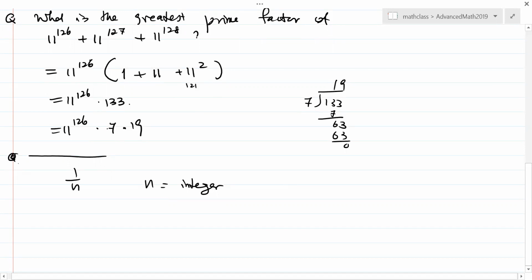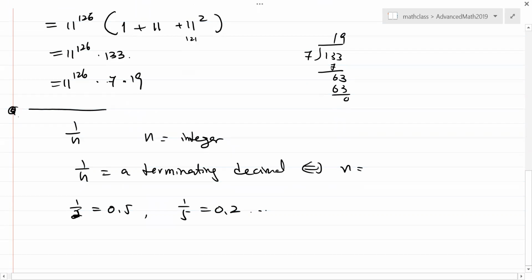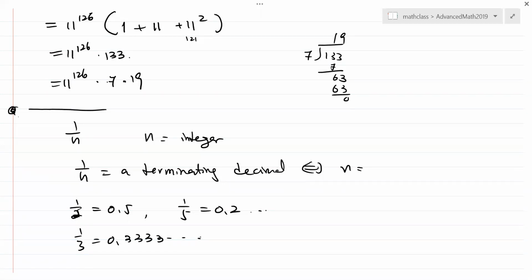Do you remember that? We want to find out that this is a terminating decimal if and only if n is in a certain form. The question is what n could be. Like 1/2 is 0.5, that's great, and 1/5 is 0.2. But 1/3 is 0.3333, so it's not a terminating decimal. So you try a few examples and make a conjecture.